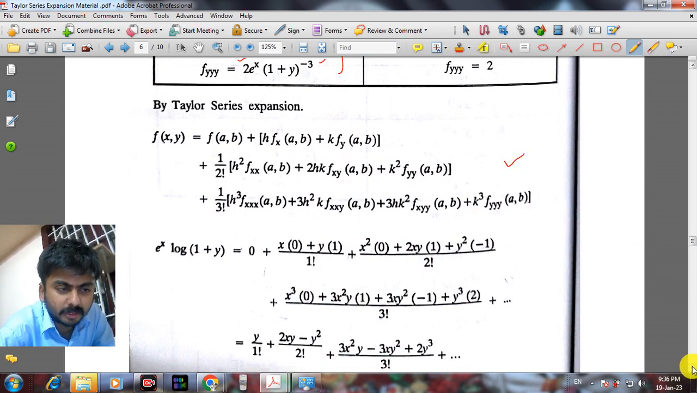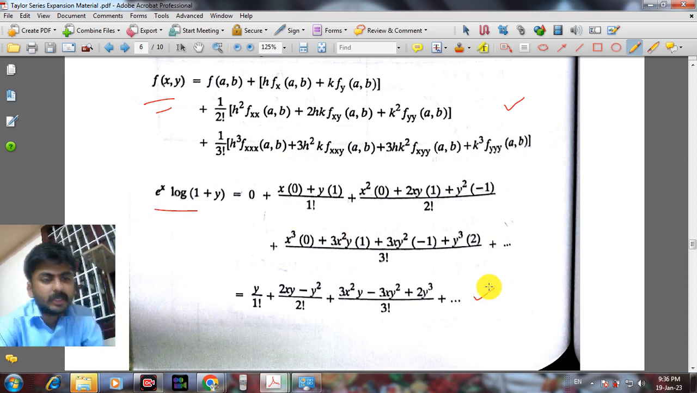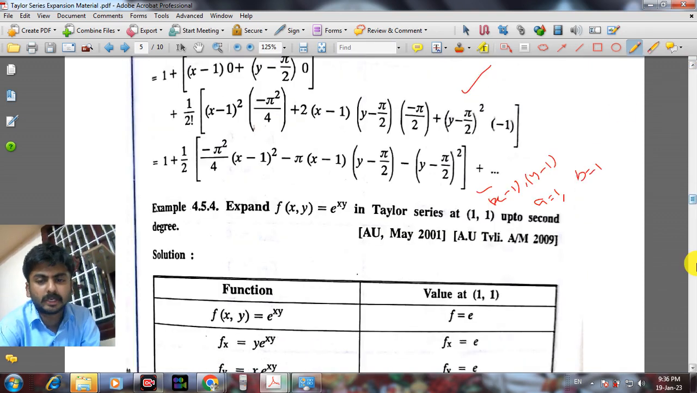And we have e power x log of 1 plus y. So you can use f of x comma y, or you can use e power x log of 1 plus y. That is the function they have given. So that function can be written here. On expansion we get this. Here what is h and what is k? H equal to x minus a, k equal to y minus b.